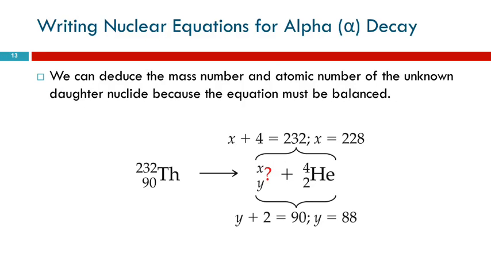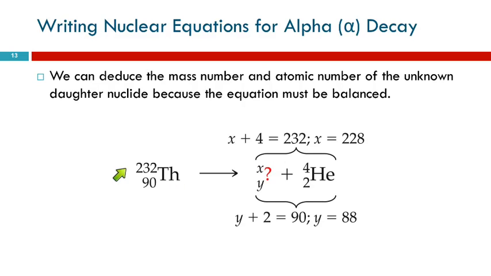We can figure out what that daughter nuclide is. This is the parent, and after this reaction, this is the daughter, because the parent, you could say, gives birth to the daughter. I don't know why they're feminine, but they are. We can figure out what that daughter nuclide is by balancing the equation, the superscripts and the subscripts.